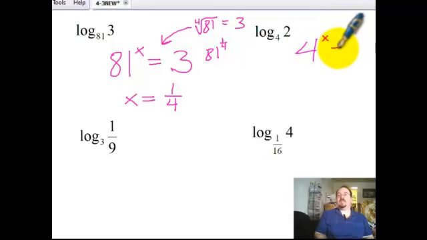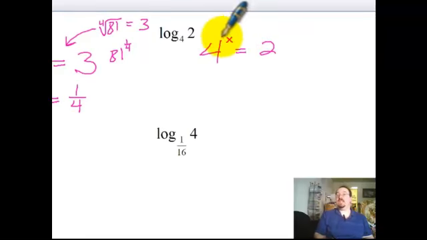4 to what gives me 2. That one, after all the other ones we've done, seems pretty easy. I need to square root the 4, so x equals 1/2.